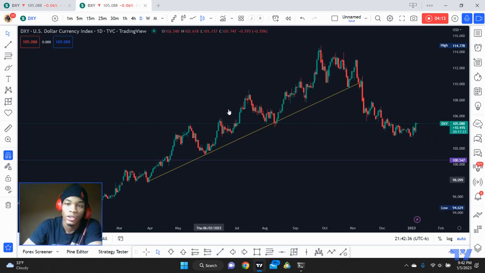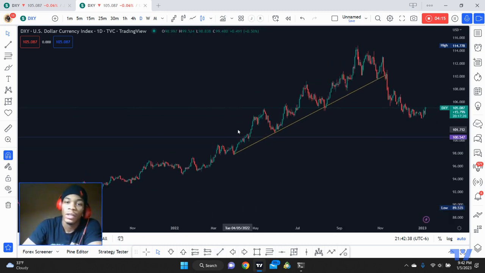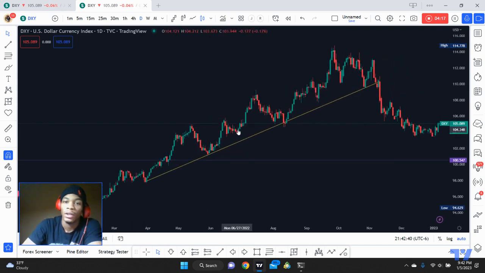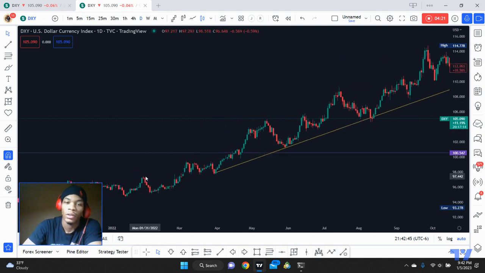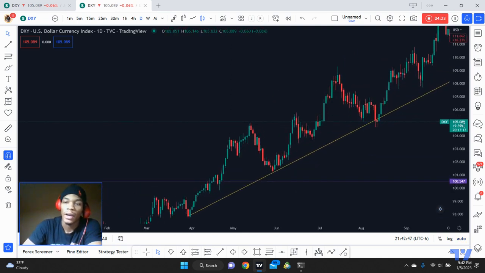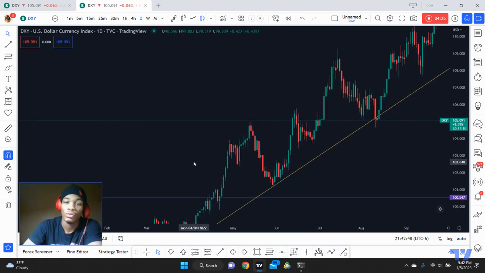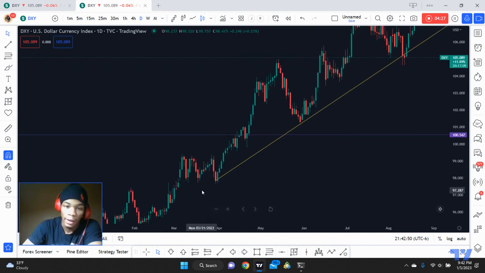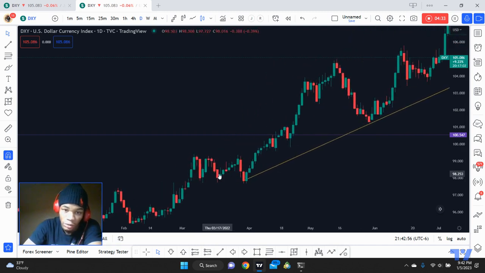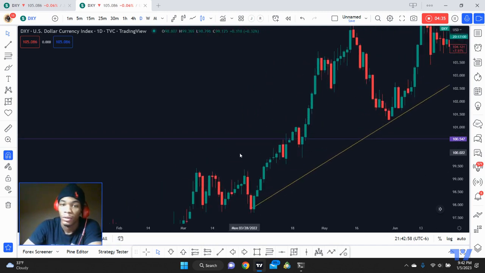So what I just drew right there is a trend line. This trend line is basically identifying this big uptrend. An uptrend is basically when candles are making higher highs and higher lows. So the higher high at the beginning of this yellow trend line, boom, this price action right here is a perfect example.